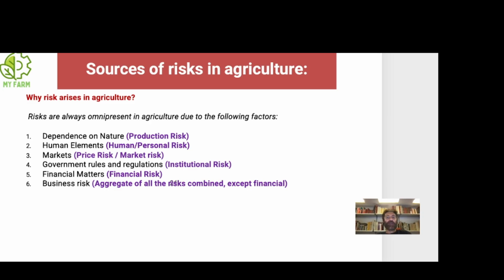So why does risk arise in agriculture? If we could summarize, risks are always present in the primary sector due to the following factors: dependence on nature, production risk; risks that are linked to human elements, personal risk; markets, so the price risk, market risk; government rules and regulation that could introduce the institutional risk; financial matters, so the financial risk; and business risk that aggregates all the risks combined except financial.